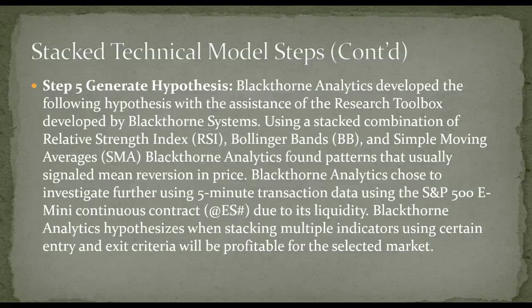If we go back to the other slide, that's what the hypothesis is visually, but let's just state it out here in terms of words. So we're using a stacked combination of the RSI, Bollinger Bands, and some simple moving averages. And what we are choosing to investigate is using 5-minute transaction data using the S&P 500 E-mini continuous contract. Main reason being is it's extremely liquid, and Blackthorn hypothesizes that when stacking these multiple indicators using certain entry and exit criteria, it will be profitable for the selected market. Just a very basic hypothesis like this is what you need.